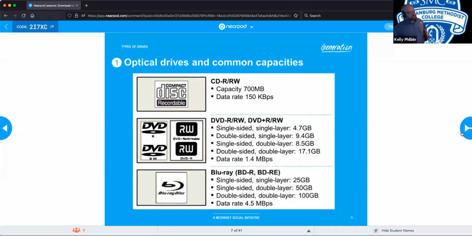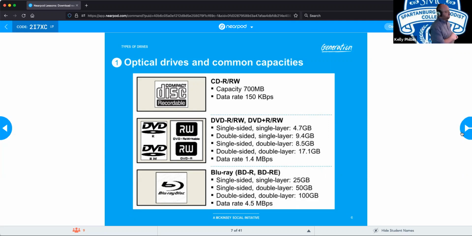So, optical drives, broken down into a few different sectors here. We have our compact discs. They have a maximum capacity around 700 megabytes, data rate around 150 kilobytes per second. Now, yes, you do need to know capacities. Speed, a little lax on, but you definitely need to know the capacities of these different storage mediums.